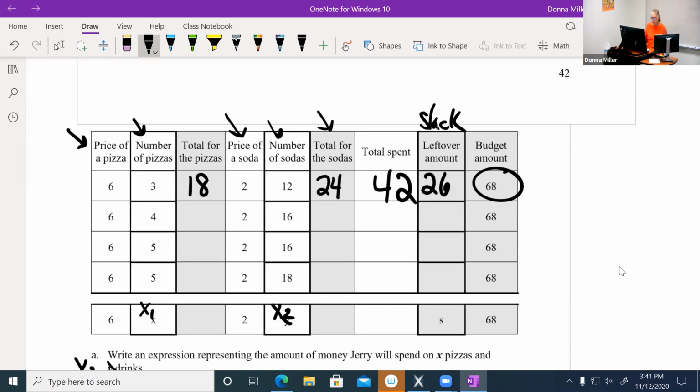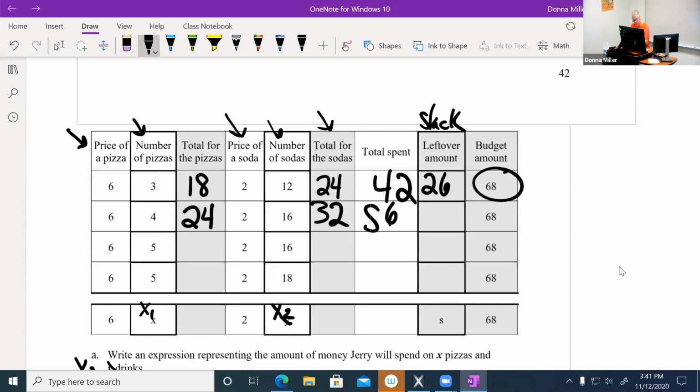All right, so we do another one. If I do 4 pizzas for $6, well, 4 times 6 is 24, so that's going to cost me $24. And if I buy 16 sodas for $2 each, $32 on sodas. So if I add those together, that's the money I spent. 32 plus 24, I spent $56. All right, so the money I've left over, if I have a budget of 68, I do 68 minus 56.